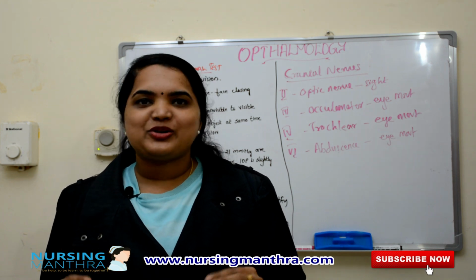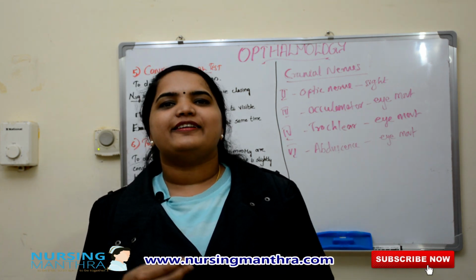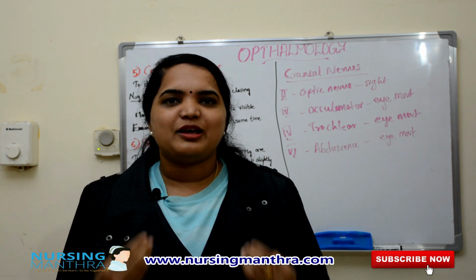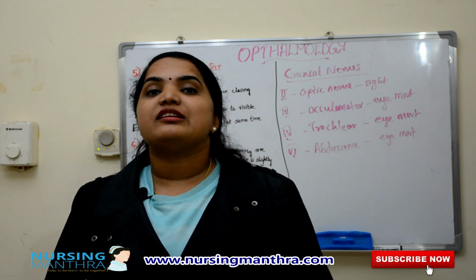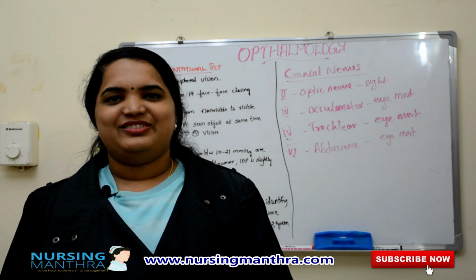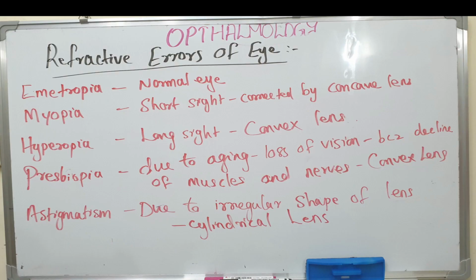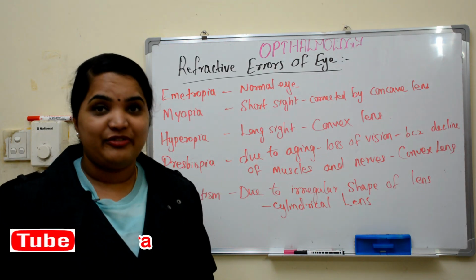I hope you all understood regarding the diagnostic tests. So now we will move to the important disease conditions. The first important disease condition is the main thing, refractory errors of the eye. So we will move through that. Now we will discuss the refractory errors of the eye.